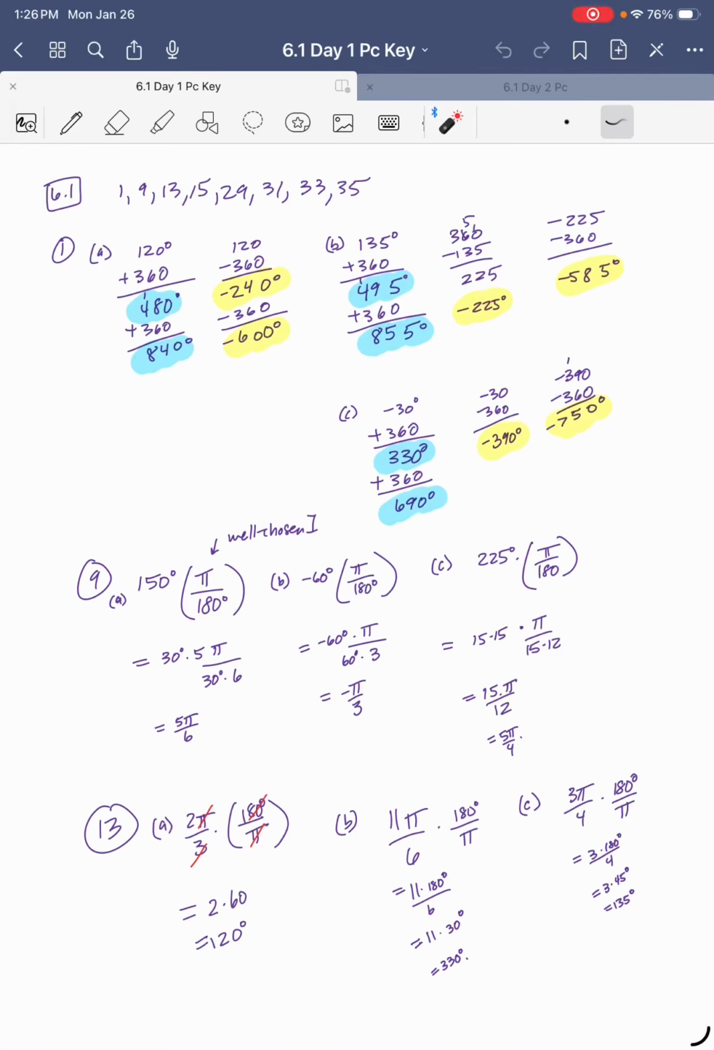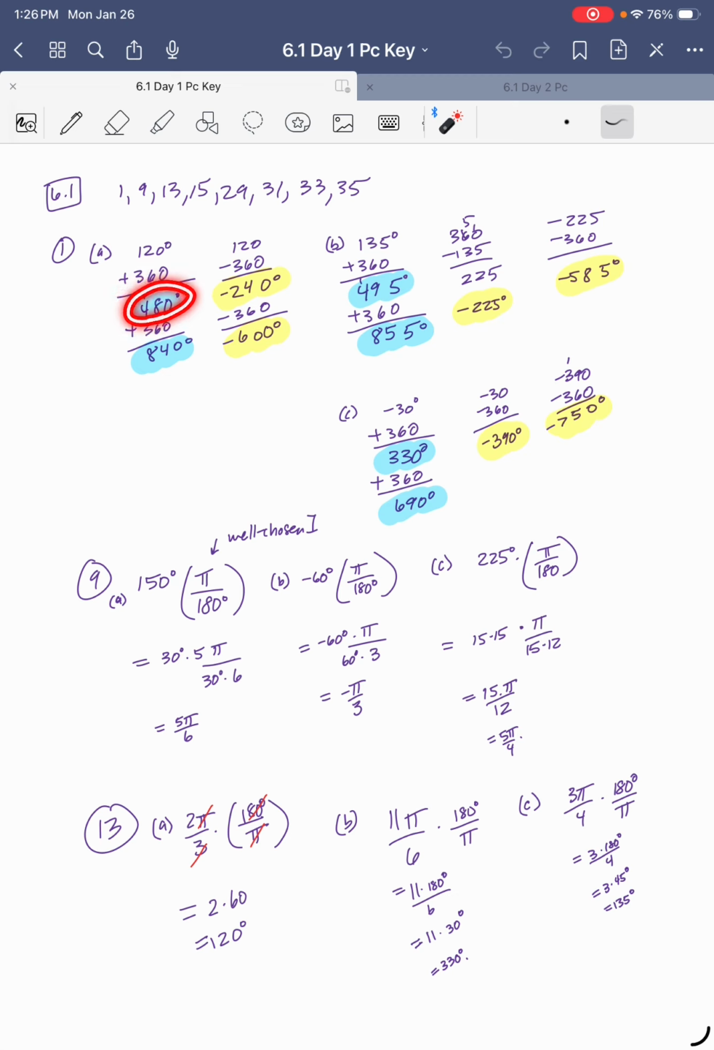Let's record some 6.1, day 1 and day 2. So first on number 1, the idea is you start off with 120 degrees and you want to get 4 angles that are coterminal, that stop at the same place. So you can take 120 degrees and add 360 degrees. That's a wasted revolution. When you do, you get 480 degrees.